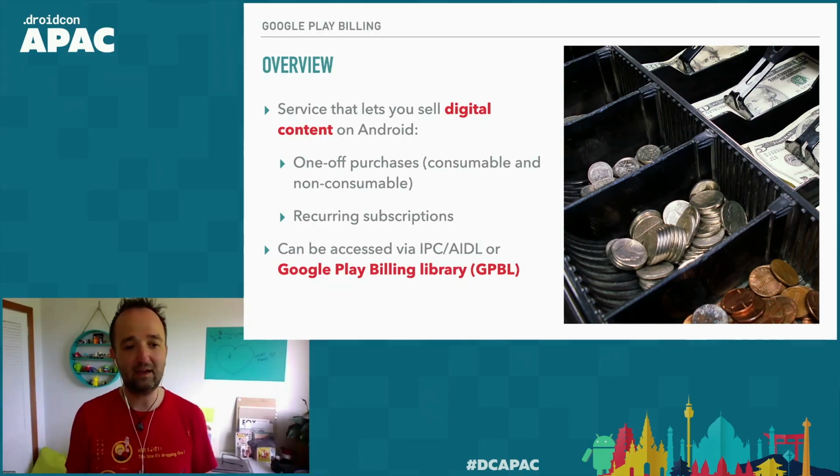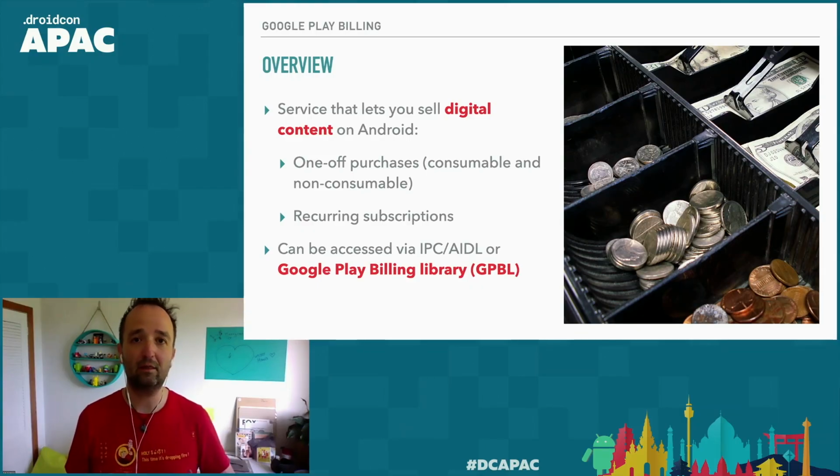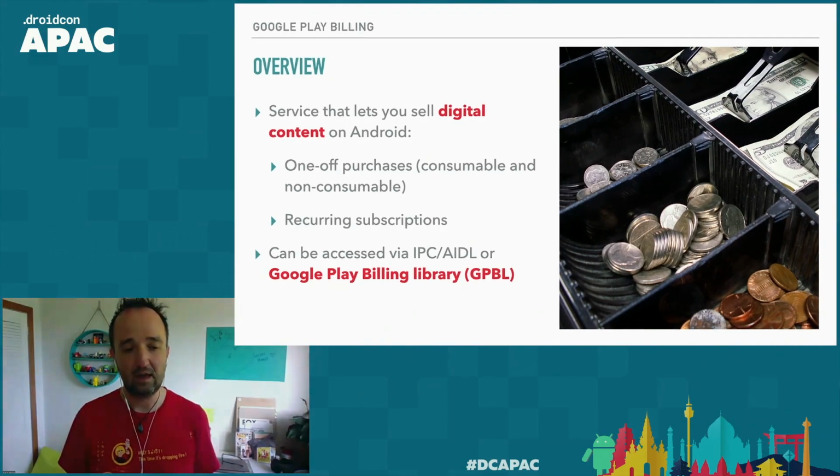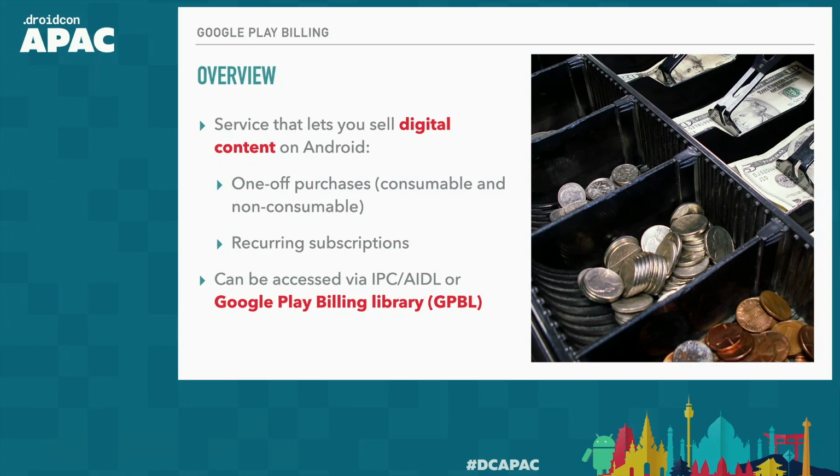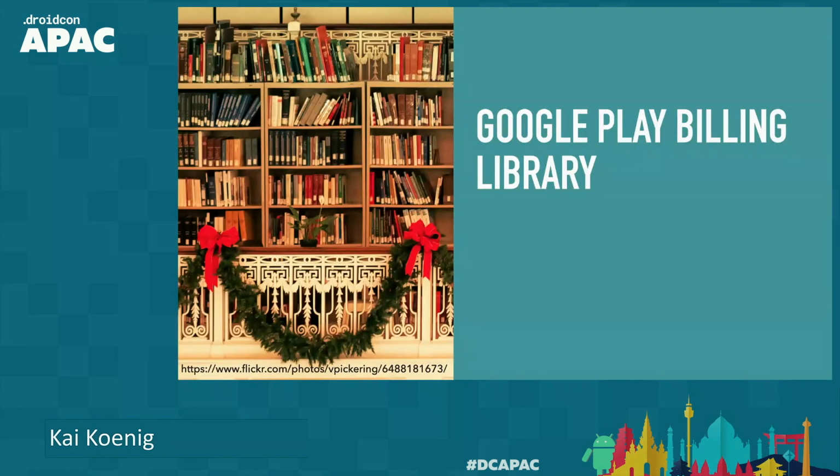That service can be accessed in two ways. You can use IPC, inter-process communication, or AIDL, or you can use the Google Play Billing Library. That's the modern way of dealing with this. The AIDL way is kind of what the billing service used to support, or used to be built on in the 2012, 2013 kind of time frame. But things have moved on to Google Play Billing right now. The billing library is available for developer preview since 2017 and has now reached version 3 just a few months ago. Okay, let's have a look at the library.